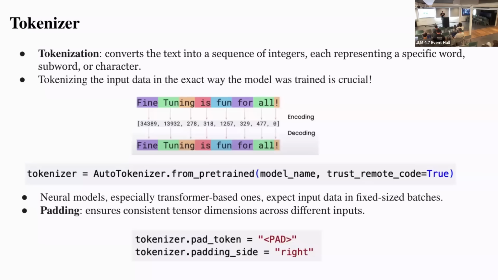So usually, neural models and specifically transformers expect the input data to be in fixed-size batches. In order to ensure consistent tensor dimensions, we are using padding. Padding is just, if you have shorter sequences in the batch, you add padding until reaching the fixed size of a sequence in the batch. It's a special token. And padding side right means that we add it to the right of the sentence.